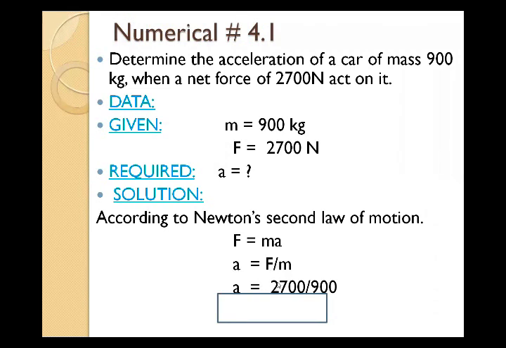Now by putting the value of force, that is 2700 Newton, and the value of mass, that is 900 Newton, and by dividing these two constant numbers, we get 3 meter per second squared, which is your required answer. Okay, I hope you will understand it, and take a screenshot of every slide because it helps you to do your homework.